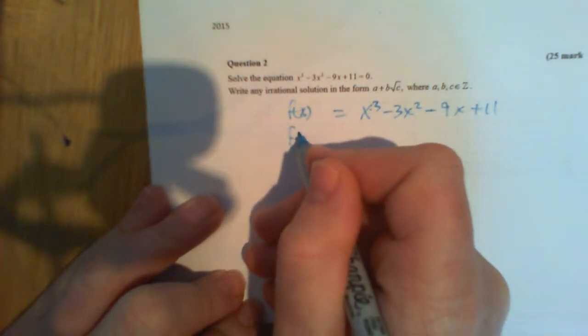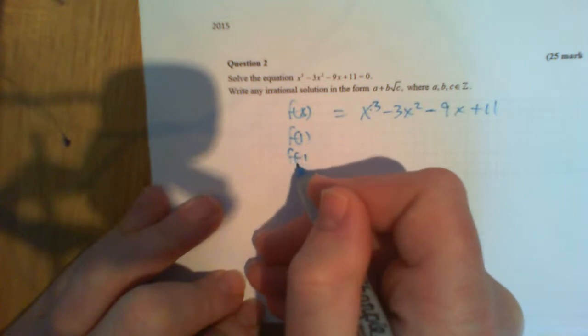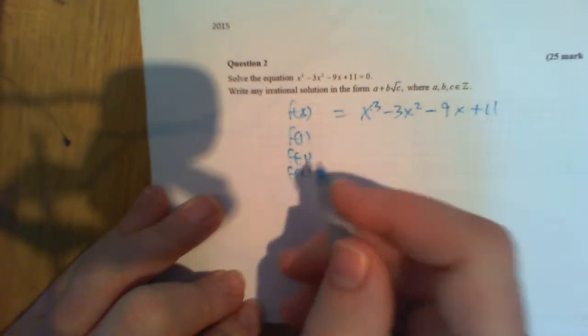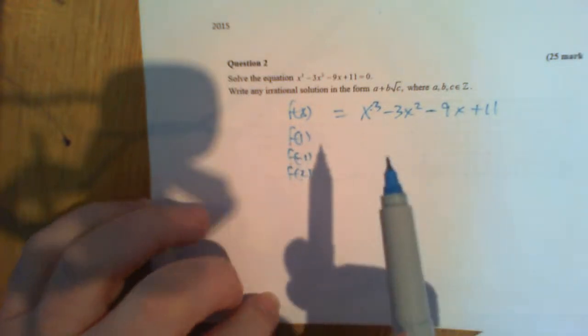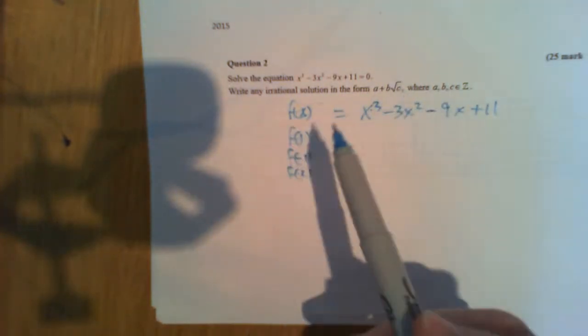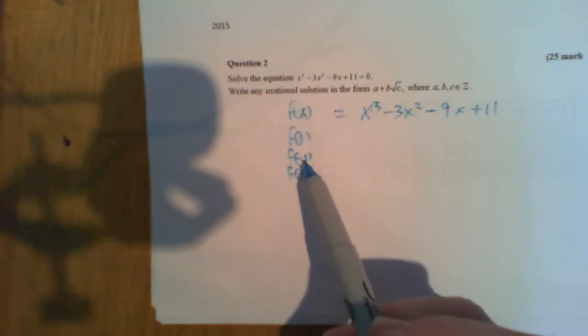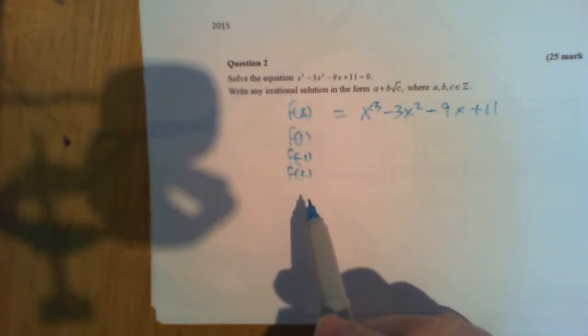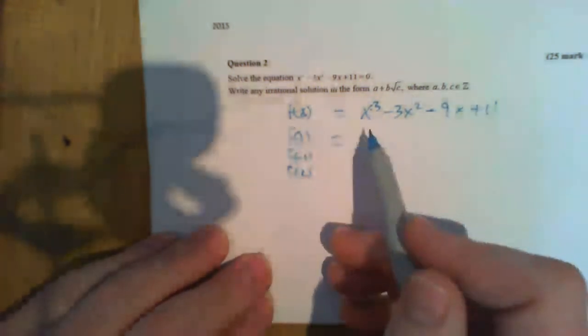We'll try the f of 1. Then we'll try the f of minus 1. Then the f of 2. Then the f, you get the idea. But statistically speaking, if they've designed this question right, it'll either work for plus or minus 1, usually, and you won't have to go any further. Okay, so let's try it for 1.